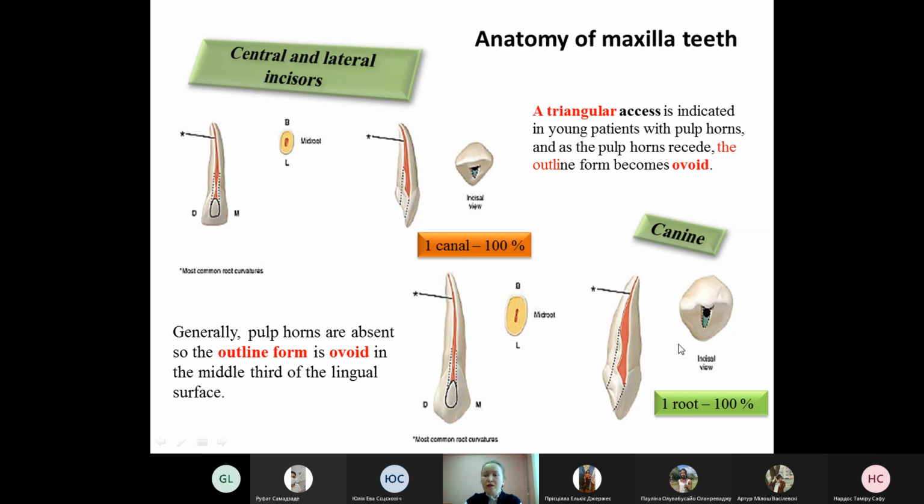The canine as well has one big root and one large root canal. Pay attention to the access opening. It is ovoid in canines and triangular in incisors. Basically, triangular access is typical for incisors, but if the patient is old, due to aging of the pulp chamber, the outline form becomes ovoid.